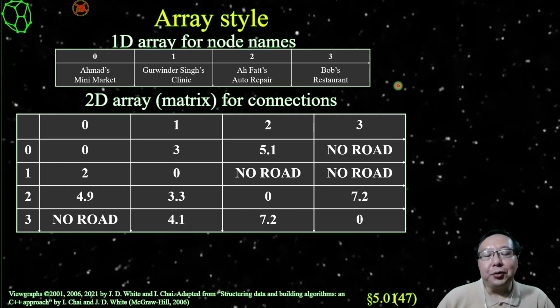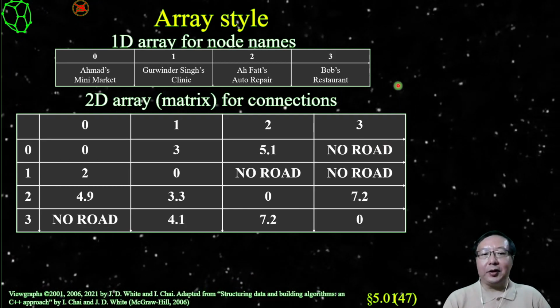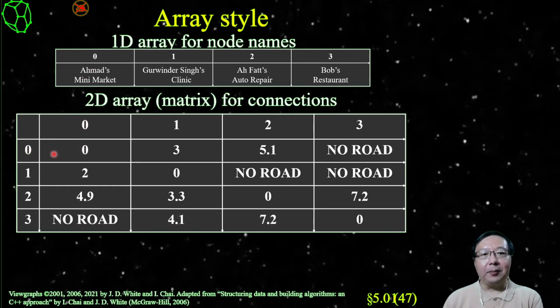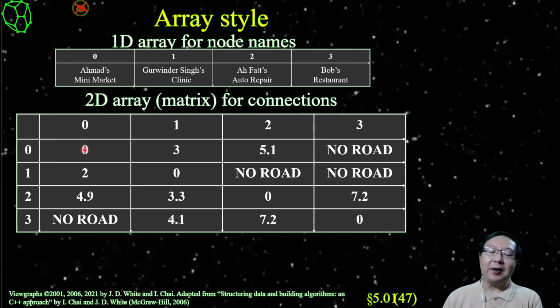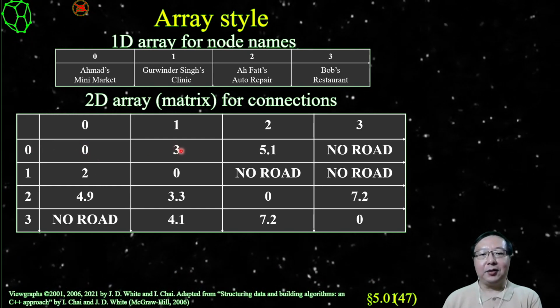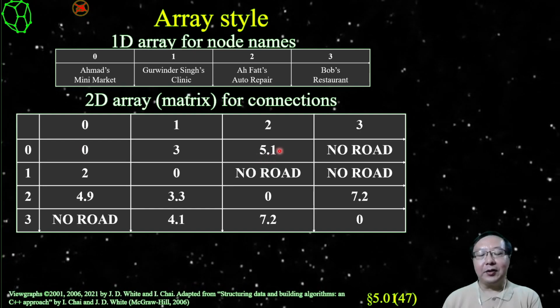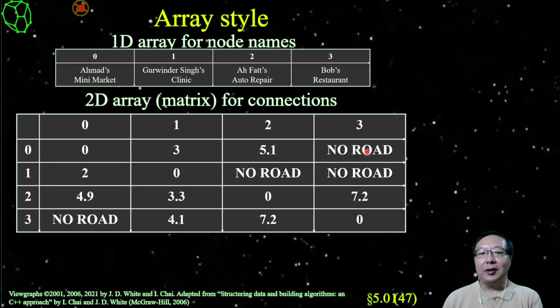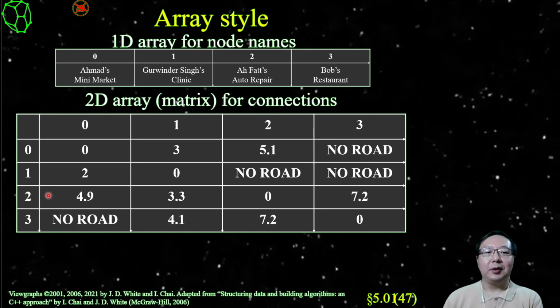So we would need a 2D array, which is a matrix for connections from Ahmad Mini Market to Ahmad Mini Market. Of course, it takes no kilometers, and to Govinda Singh's Clinic it takes 3 kilometers, and to Afat's Auto Repair it takes 5.1 kilometers, and to Bob's Restaurant there is no direct road, and so on.